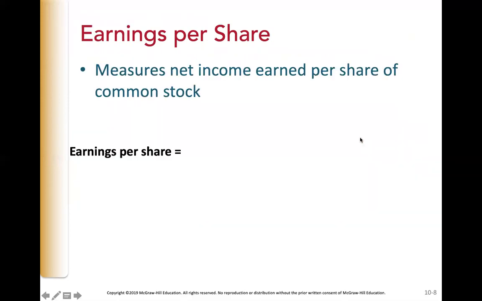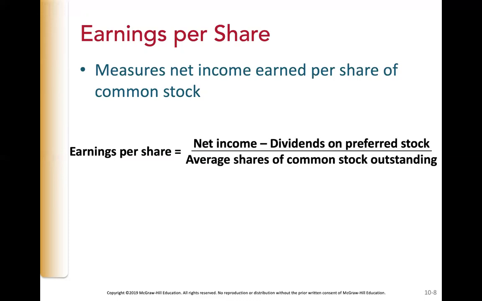Next, we'll look at earnings per share. Earnings per share, or EPS, measures the net income per share of common stock. We calculate earnings per share as net income minus preferred stock dividends divided by the average shares outstanding during the period. The upper half of this fraction measures the income available to common stockholders. We subtract any dividends on preferred stock from net income to arrive at the income available to the true owners of the company.